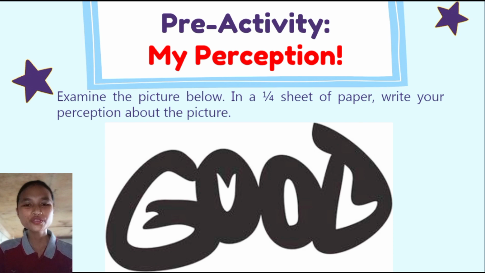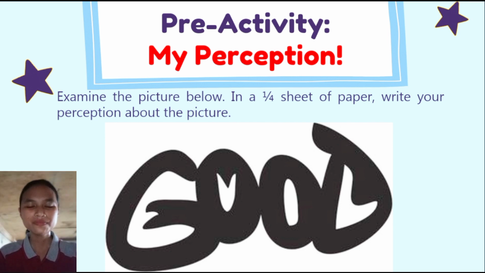Before we discuss Module 9, which is Gestalt Psychology, let us first have a pre-activity. In this activity, you are going to examine the picture below, and on a one-half sheet of paper, you are going to write your perception about the given picture. I will be giving you 5 minutes to answer and write down your perception.